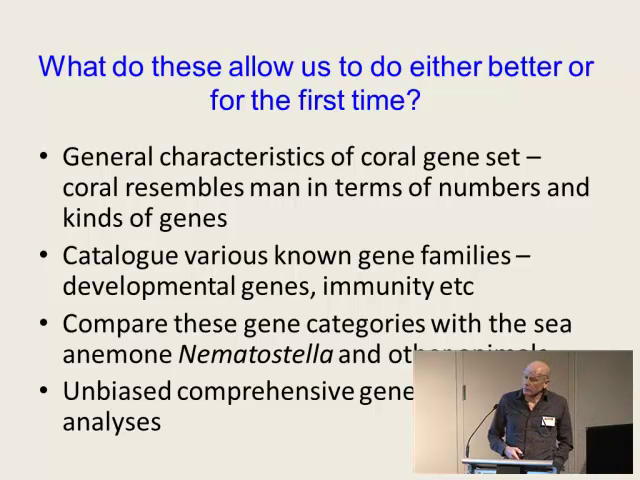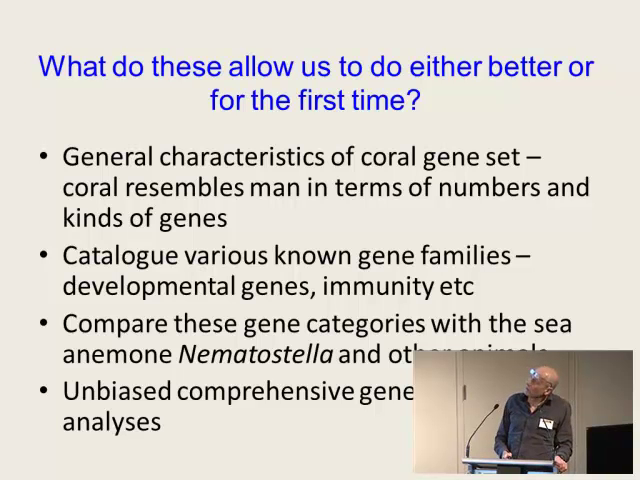So what do these allow us to do? What do these marvelous resources allow us to do for the first time or better? A number of things. First, they allow us to get some general characteristics of the coral gene set. In the last few years, it's become clear that the coral gene set is remarkably human-like in terms of the number of genes and also the kinds of genes that are there. This is one of the big surprises in evolutionary biology in the last few years, just how complex the genomes, the gene sets of very simple, morphologically simple animals are.